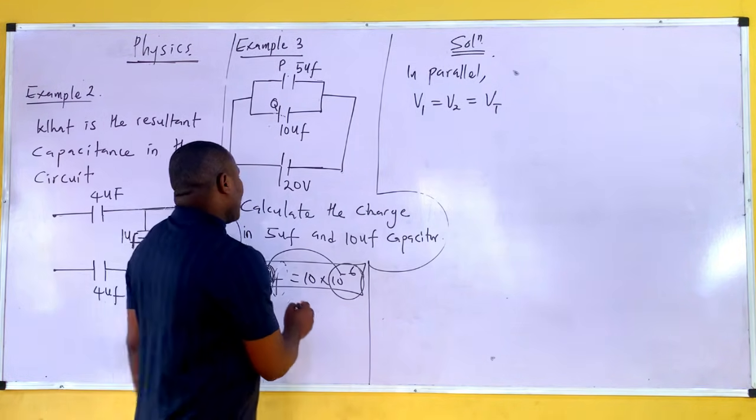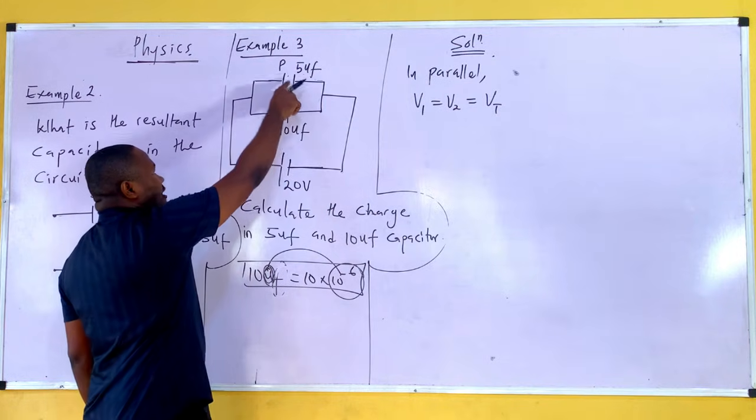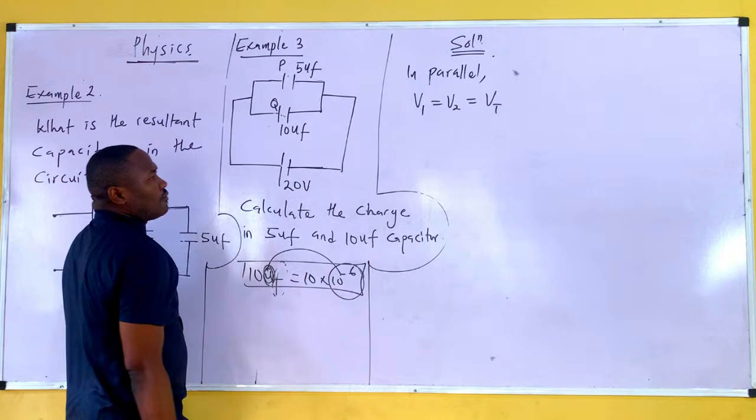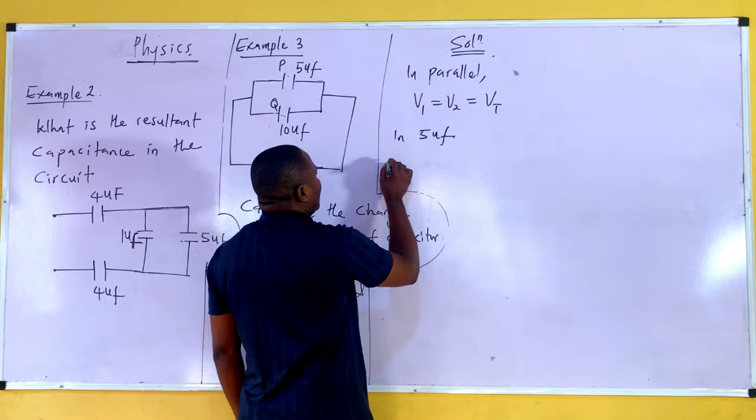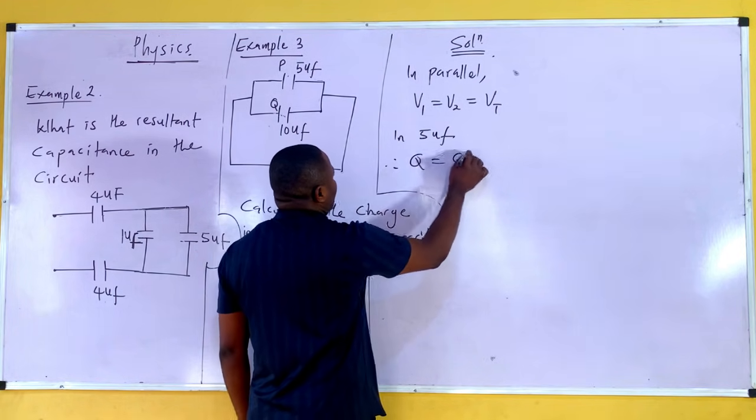So if I'm now asked to calculate for the charge in 5 and 10 microfarad, it means in 5 microfarad, therefore Q equals CV.